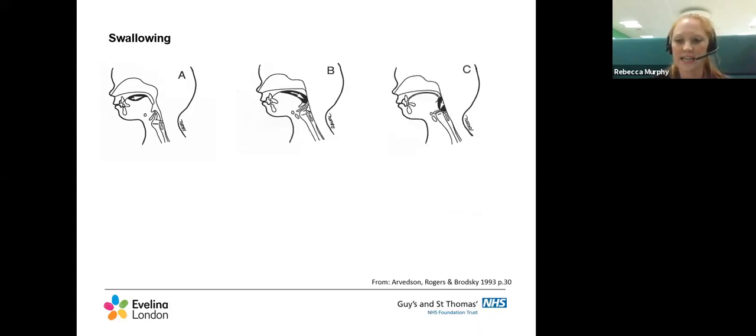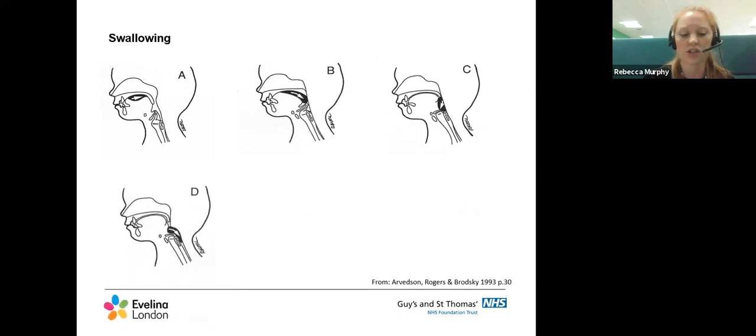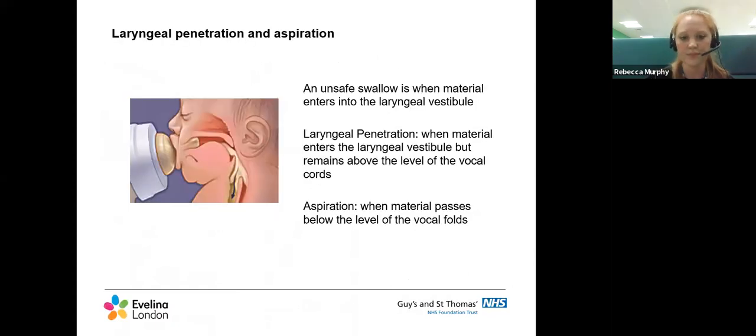Okay, so what happens is the airway closes off. The vocal cords close over the airway. The little flap called the epiglottis comes over the airway, a bit like a bin lid, shuts it off. The whole larynx moves up and out, and as it moves out, it opens the upper esophageal sphincter. So the sphincter opens, and as you can see, all the food goes down into the esophagus, into the stomach.